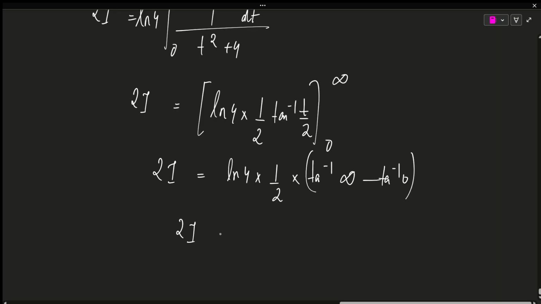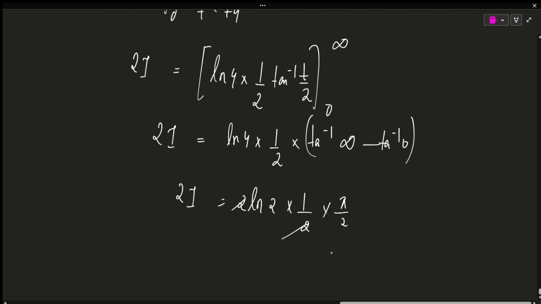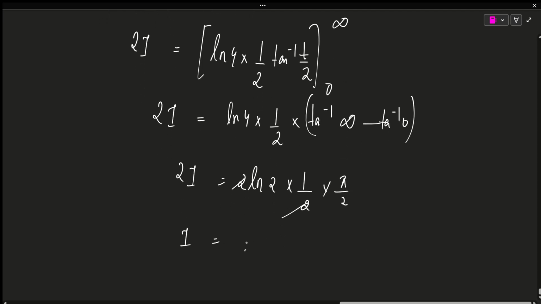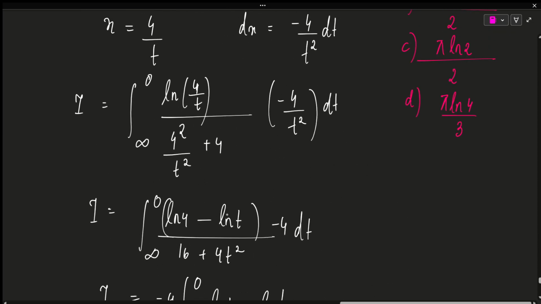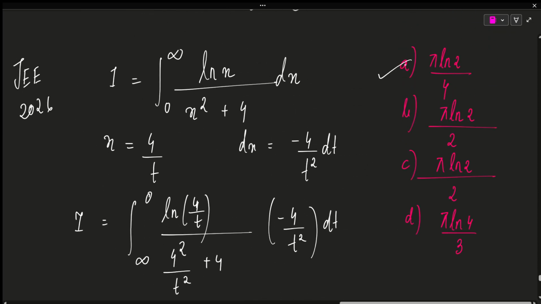So for 2I, we can write this ln 2 square. So 2 times ln of 2 into 1 by 2 into pi by 2. So 2 and 2 gone. Bring the 2 on the bottom down. So you're going to have your I as ln of 2 pi, and on the bottom I'm going to have 4. So if you go back to your options, your option number A will be correct.